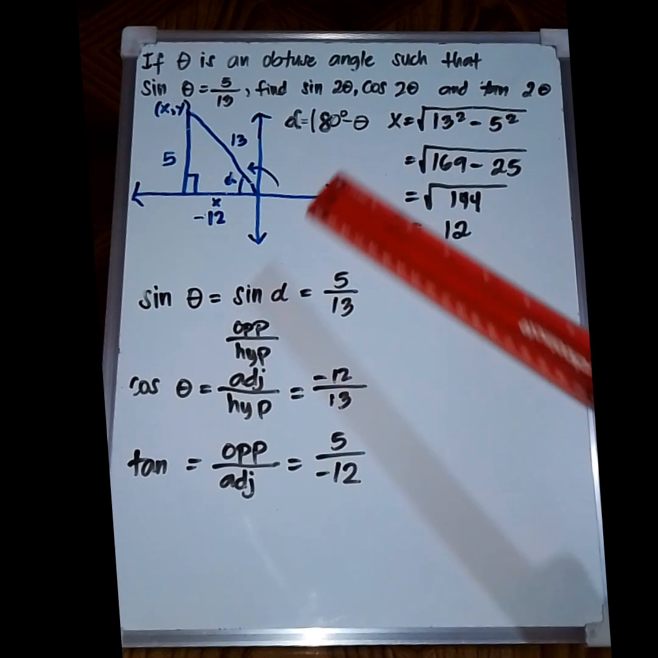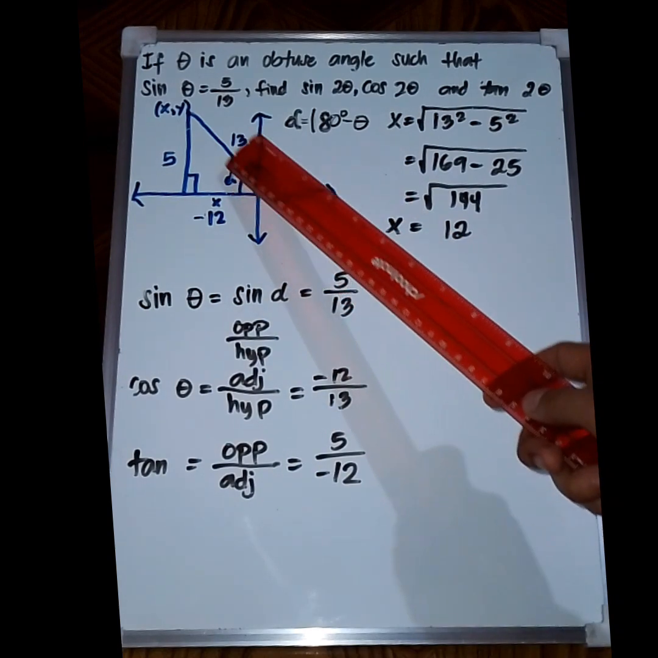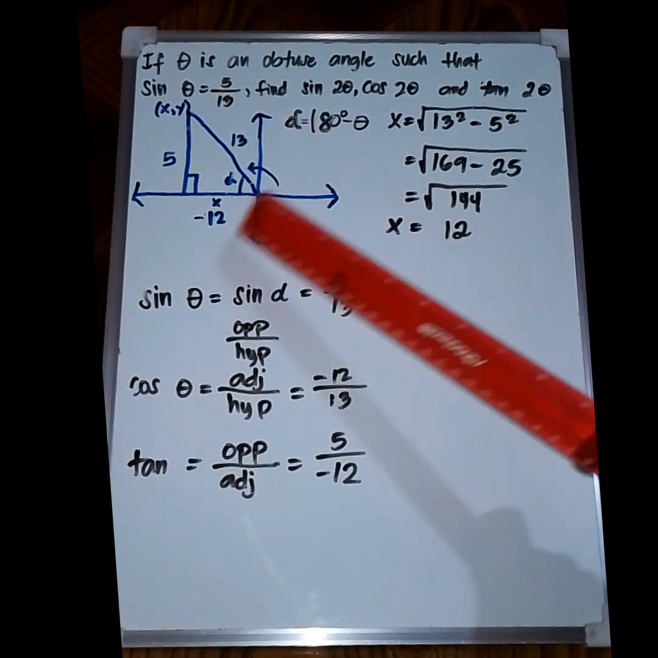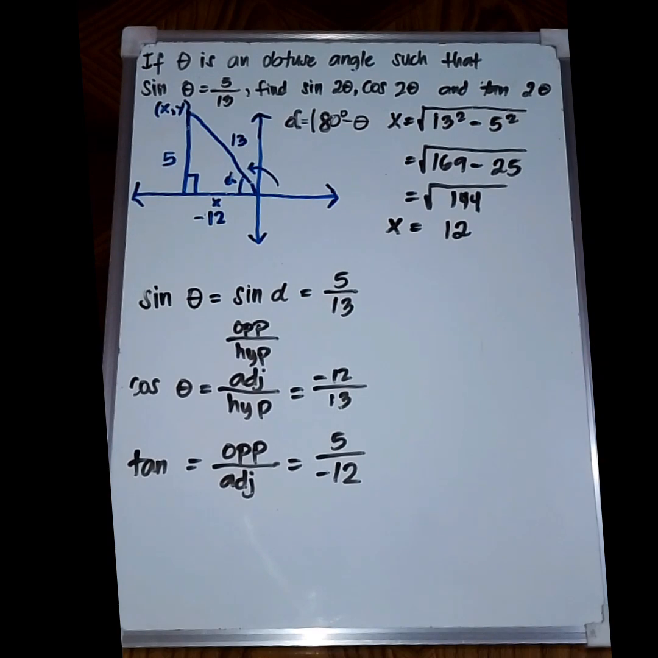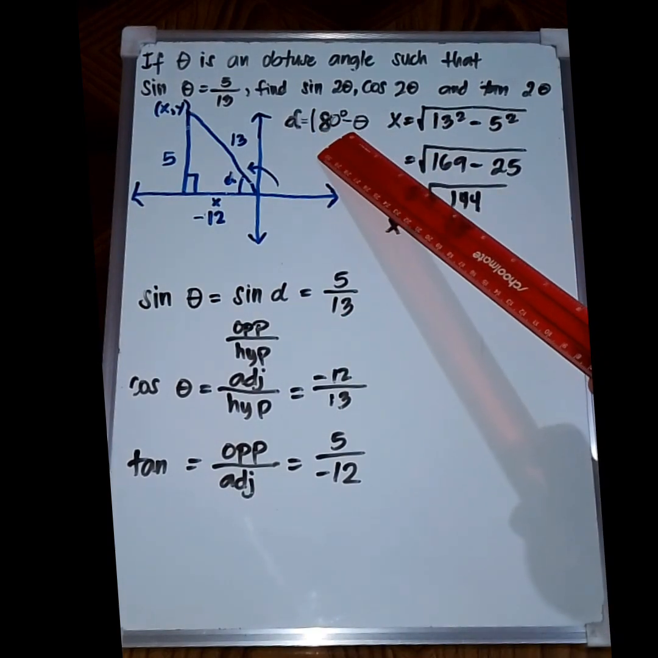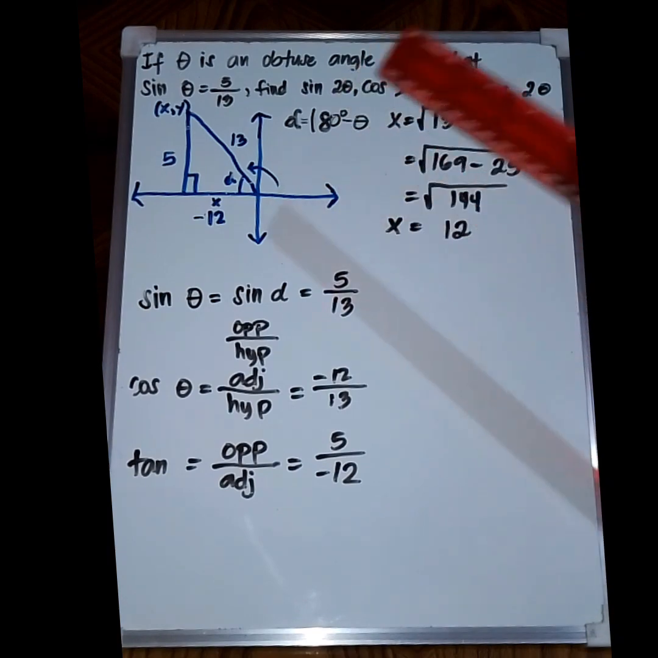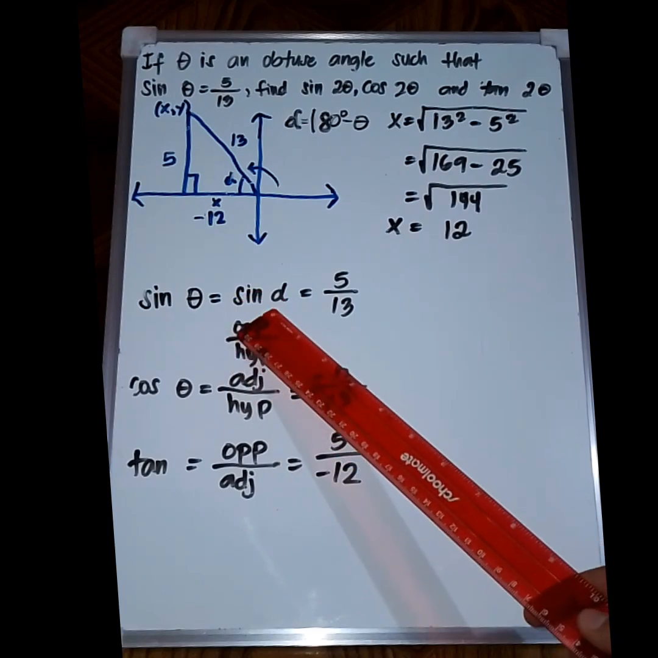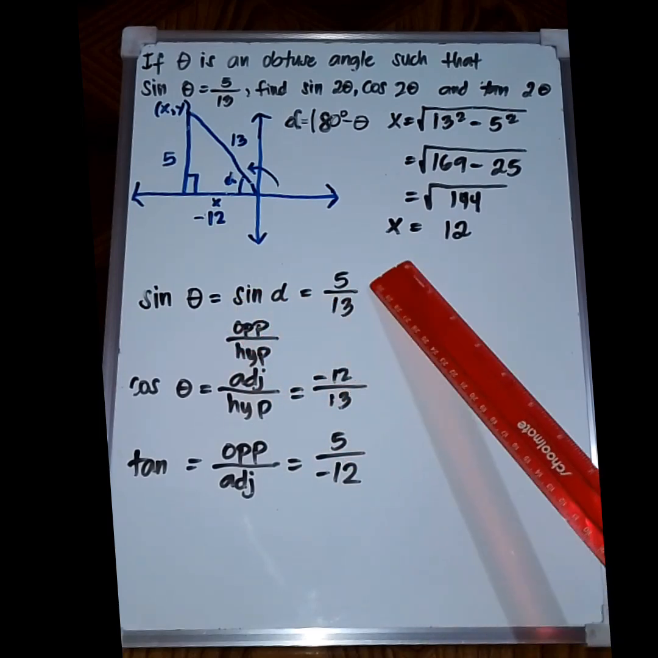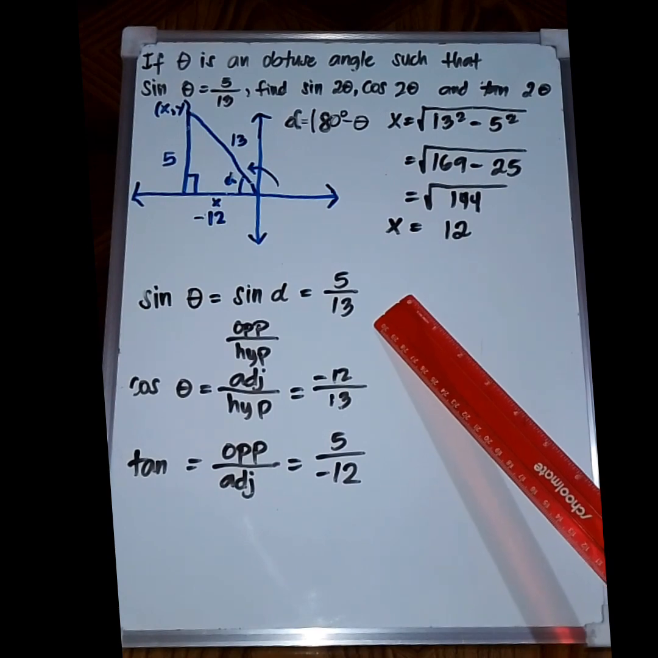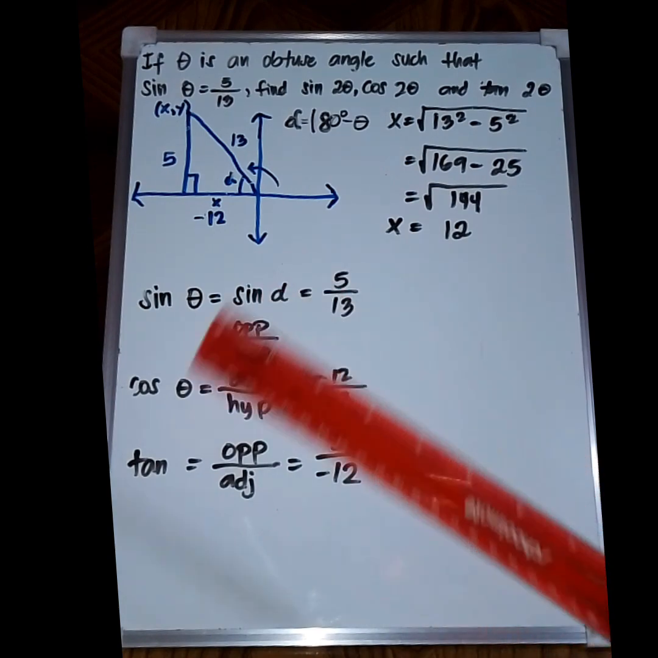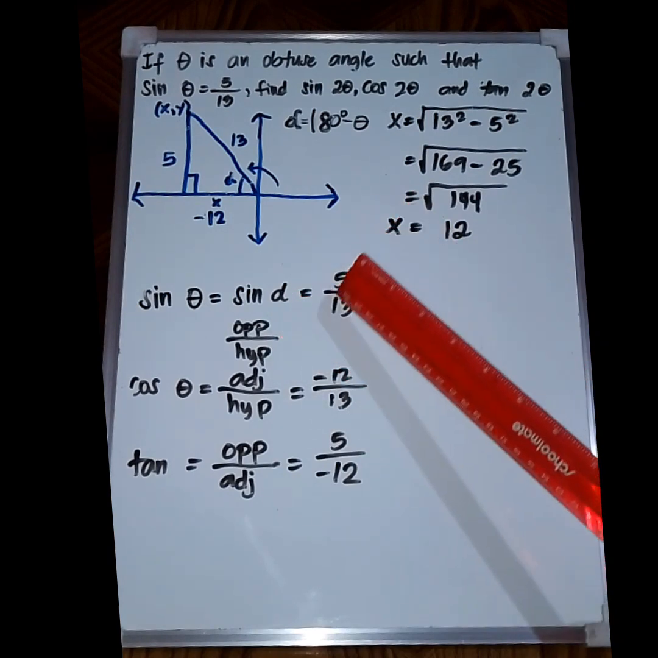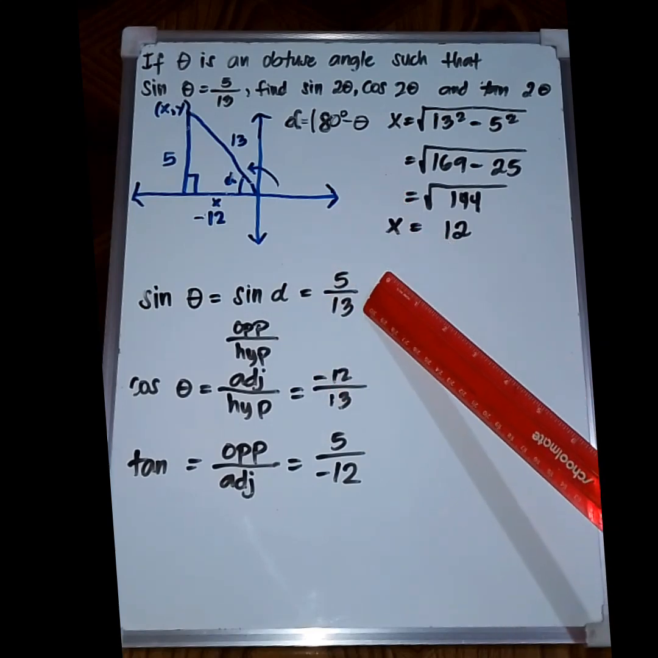So, let's say, this is it. This is theta, and then it has a terminal point x, y. So, our reference right triangle has alpha, which must be equal to 180 degrees minus theta. Given that sine theta, which equals sine alpha, equals 5 over 13. Sine is opposite over hypotenuse, so the opposite for alpha is 5 and the hypotenuse is 13.